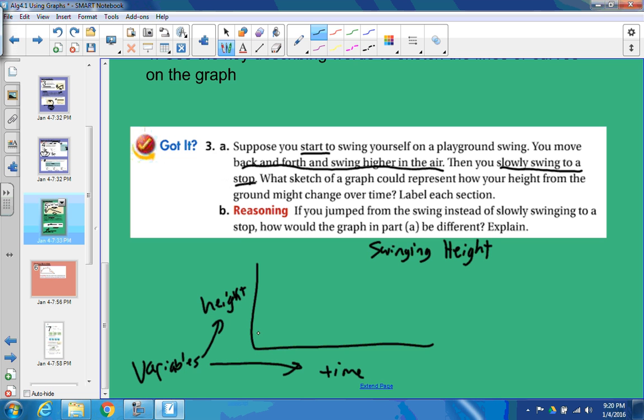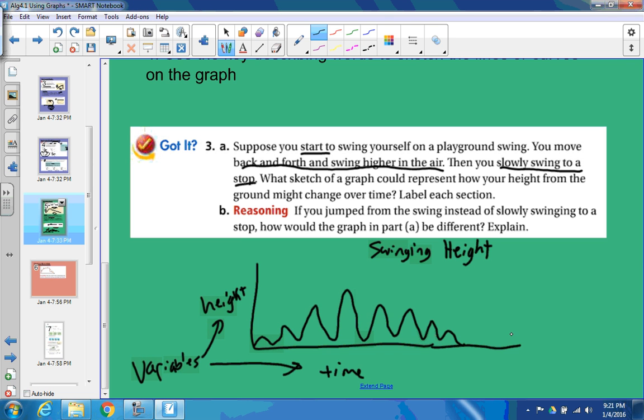And the thing about that is your height, as you're swinging, you swing forward, you go up high, and then you swing back, and you go back down, and then you swing up high in the back as well. So you do go up and down a lot. So I'm going to say you swing up a little bit and go back down to almost 0. Swing up a little bit, go back down to almost 0. Then you swing it up really high, you're getting higher and higher, but you're always going back down to that spot. And then it says you slowly start going slower and lower, and then you come to a stop.